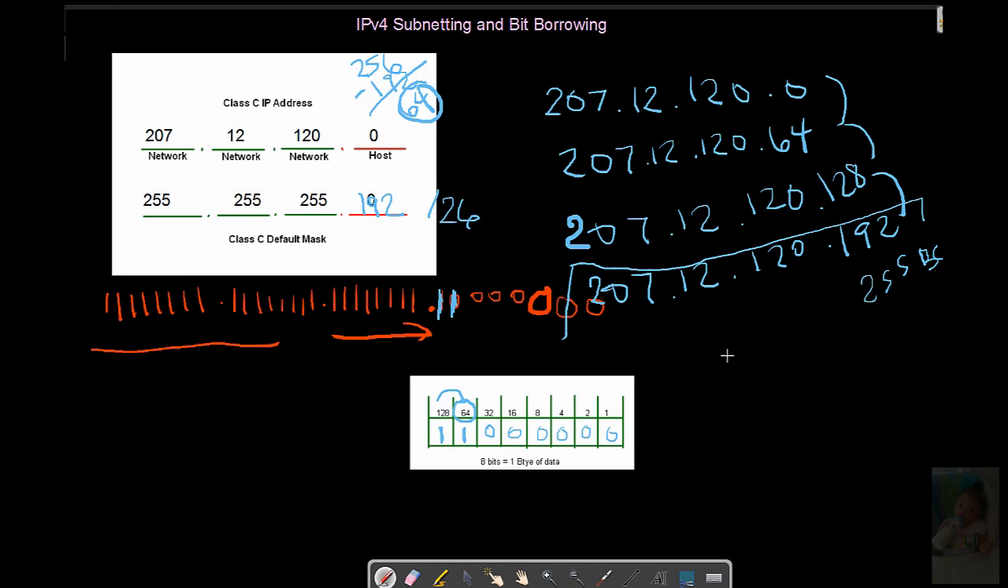If this is one network, that's our broadcast, that's our net ID, and our usable is anything from .193 through .254, or 62 different usable hosts. 64 is the size of the network. We lose this one, we lose this one. We can have 62 hosts in these networks. That same thing happens here.